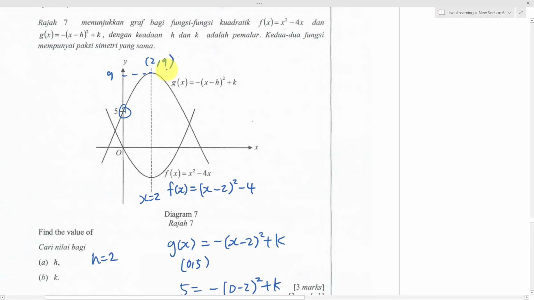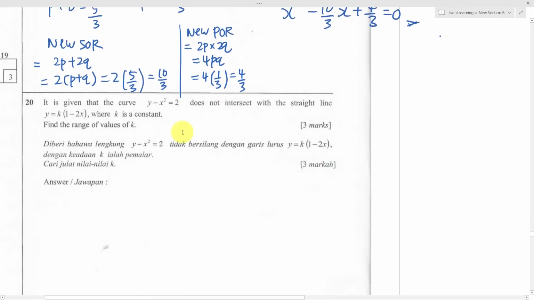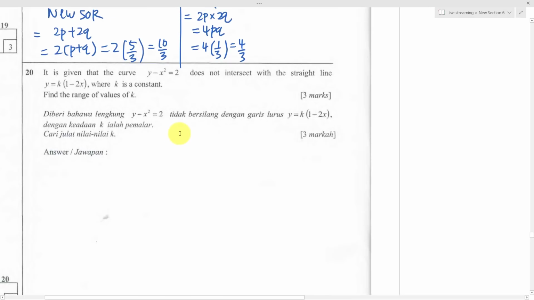Alright, because this curve, the maximum curve over here, is only passing through one coordinate, there's no other information that can actually help you to find k. This is the reason why I use the (0, 5) to help me to find k. But it doesn't indicate 5 is the maximum value. In fact, you see my k value is not 5, right? My k value is 9. It's higher than 5. Alright, so let's move on.